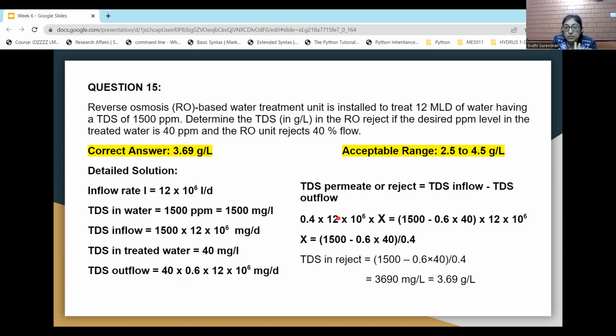We know that the weight of the TDS in the reject is 0.4 that they have given over here, I mean, 40% of the flow rate, into the TDS concentration in the reject, is equal to the TDS in the inflow, which we found out is this value, minus the TDS in the outflow, which we found out is this value. If you do this calculation and divide it by this value, you will get the TDS in the reject.